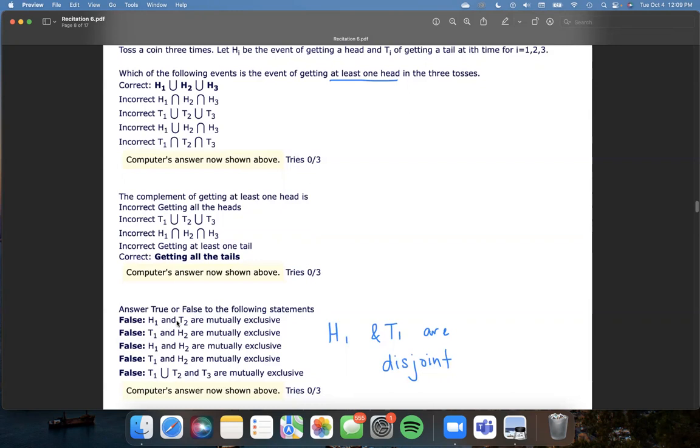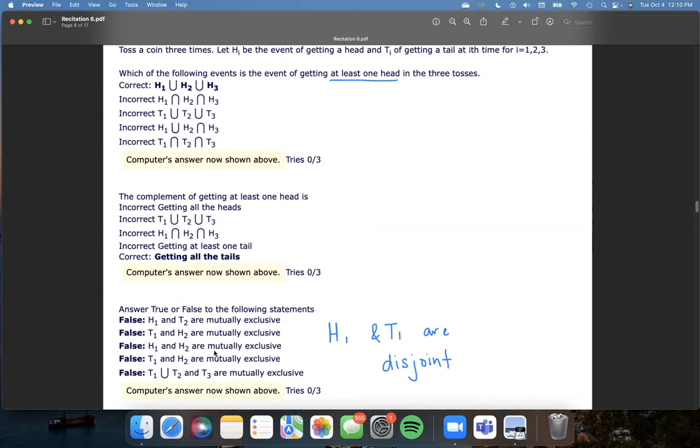So H1 and T2 are mutually exclusive. That's false, because you can get a head for the first coin toss and a tail for the second coin toss. They're not mutually exclusive. In other words, their intersection is not the empty set. They both can happen. T1 and H2 are mutually exclusive. That's also false, because you can get a tail for the first toss and a head for the second toss. So those are not mutually exclusive.